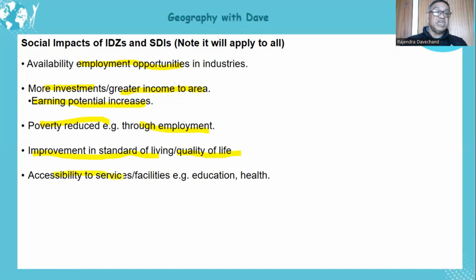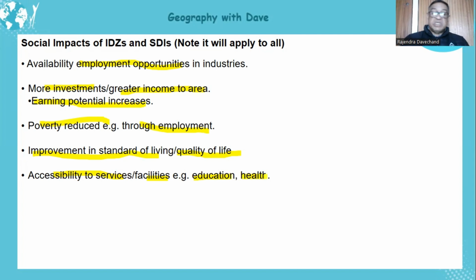accessibility to services and facilities like education. Remember, there's a need now for training centers, more colleges, etc., more education centers to cater for this demand for all the skills, etc., that are needed. Obviously, the health departments and various other services will also be coming up to cater for demand.